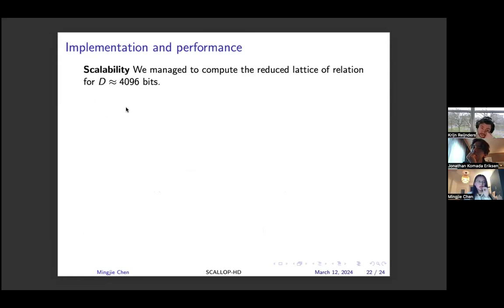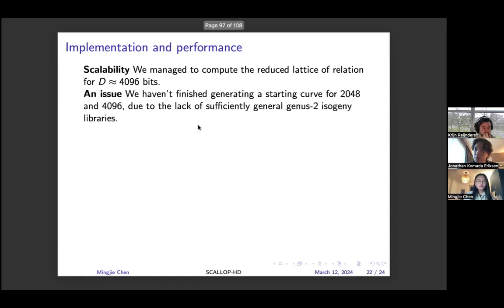Okay, now let's talk a little bit about the implementation and performance. In terms of scalability, we managed to compute the reduced lattice of relation for discriminant roughly of 4096 bits. But there is an expected issue: we haven't finished generating a starting curve for 2048 and 4096 due to the lack of sufficiently general genus 2 isogeny libraries.